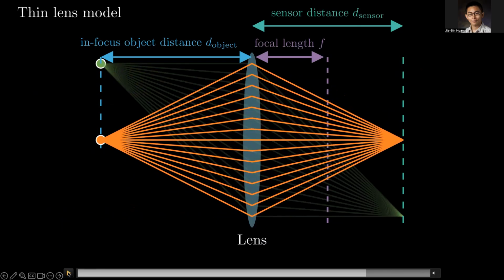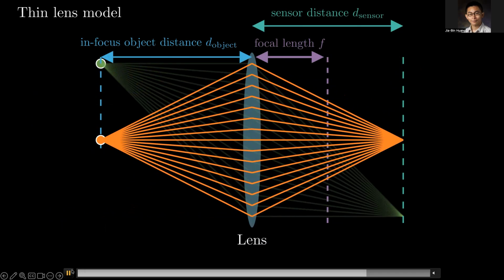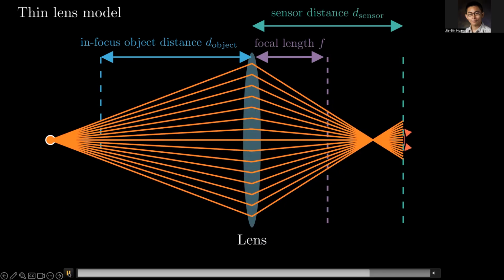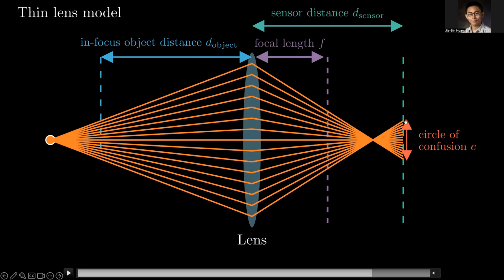Okay, so let's try to understand how to predict how much defocus blur we will have. Imagine that you have this point. I want to be able to quantify how much spread it will be, and there's a name for it: the circle of confusion. Basically, these are the light rays that will be spread across here, so the radius of this is the circle of confusion.